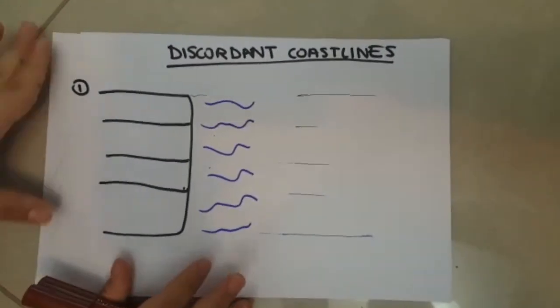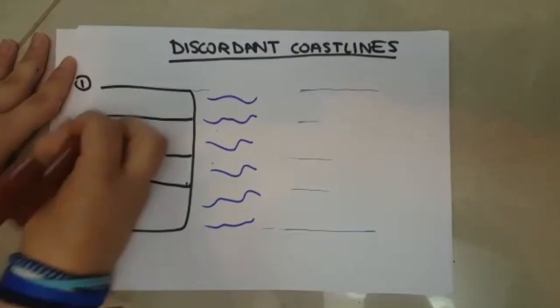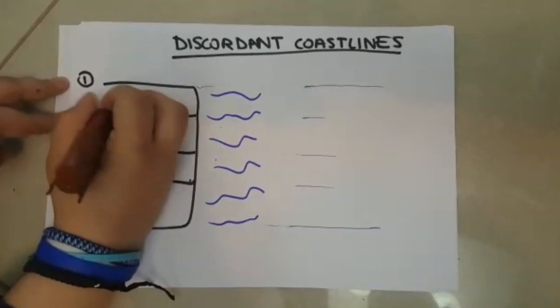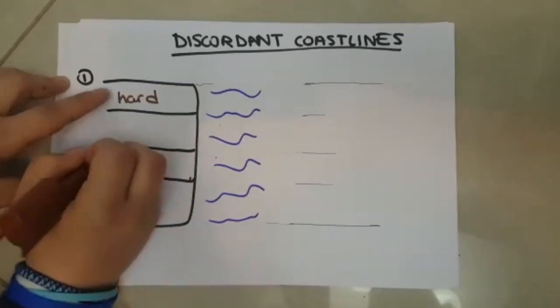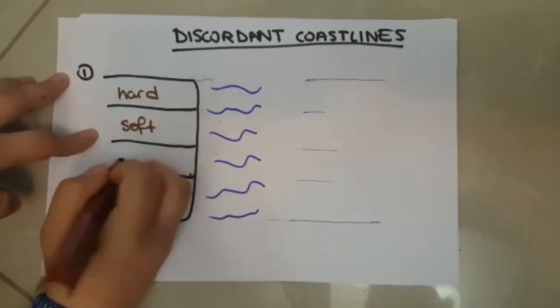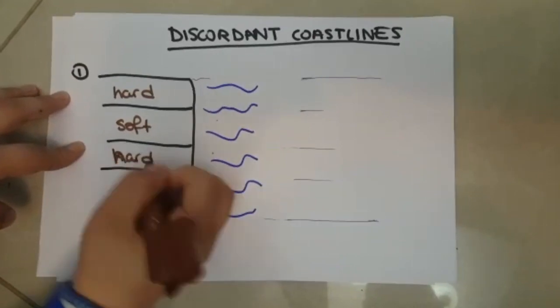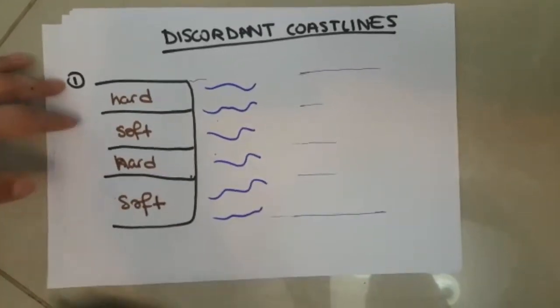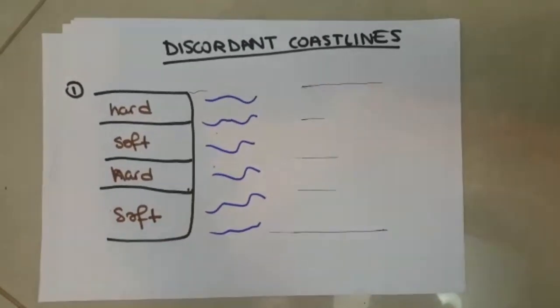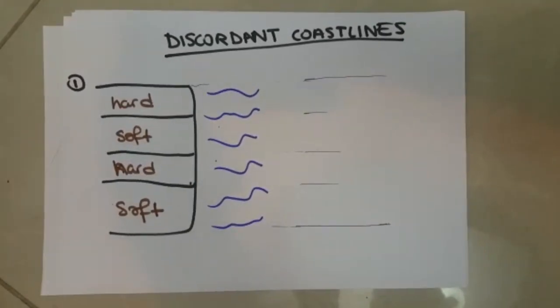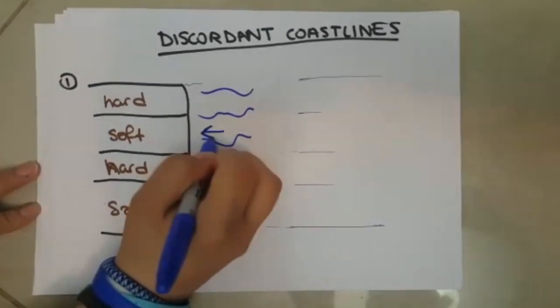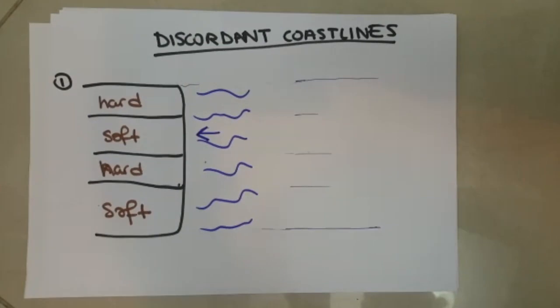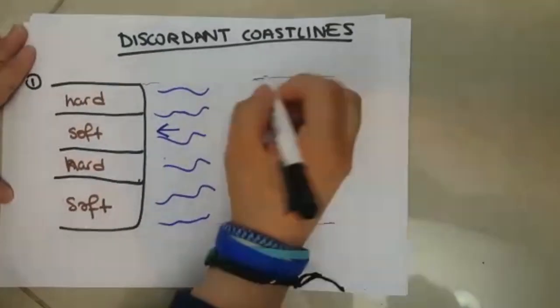Discordant coastlines are made out of different hard and soft rocks, and the rocks are layered in discord, so they can be layered alternately: hard, soft, hard, soft. This is a bird's eye view of the sea and the coastline. Over time, when erosion occurs from the sea, the soft rock is more easily eroded, while the hard rock takes more time to erode.